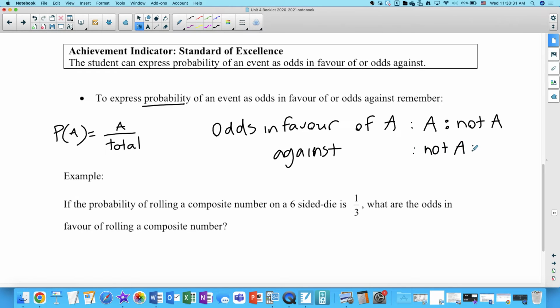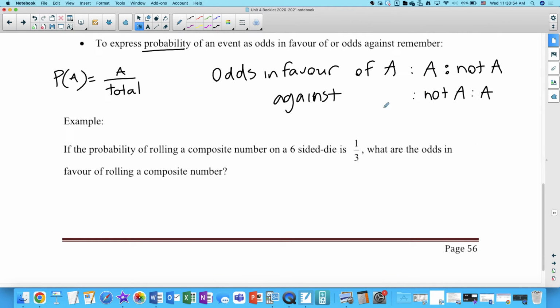And it's probably easiest to see how this would work by looking at an example. So if the probability of rolling a composite number on a 6-sided die is 1 over 3, what are the odds in favor of rolling a composite number? Now, because this is a 6-sided die, we could actually start from scratch, write out the sample space, and work this out ourselves. You don't always have that option, though. So let's do that in this case, and then also talk about how you could go directly from the probability to the odds.